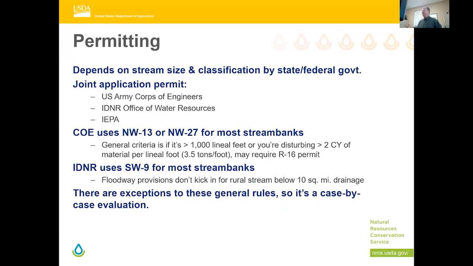So for permitting, it depends on the stream size and classification, but these are subject to federal and state permitting. There's a joint application permit that goes to Corps of Engineers, IDNR, and EPA, and I've just listed some of the actual nationwide and statewide permits that most of these fall in. So getting a permit is not usually difficult, except in extreme cases or certain waterways of the U.S. But it almost takes a case-by-case evaluation to talk to you about permitting, but in general, we've had no problem getting permitting for any of these projects.